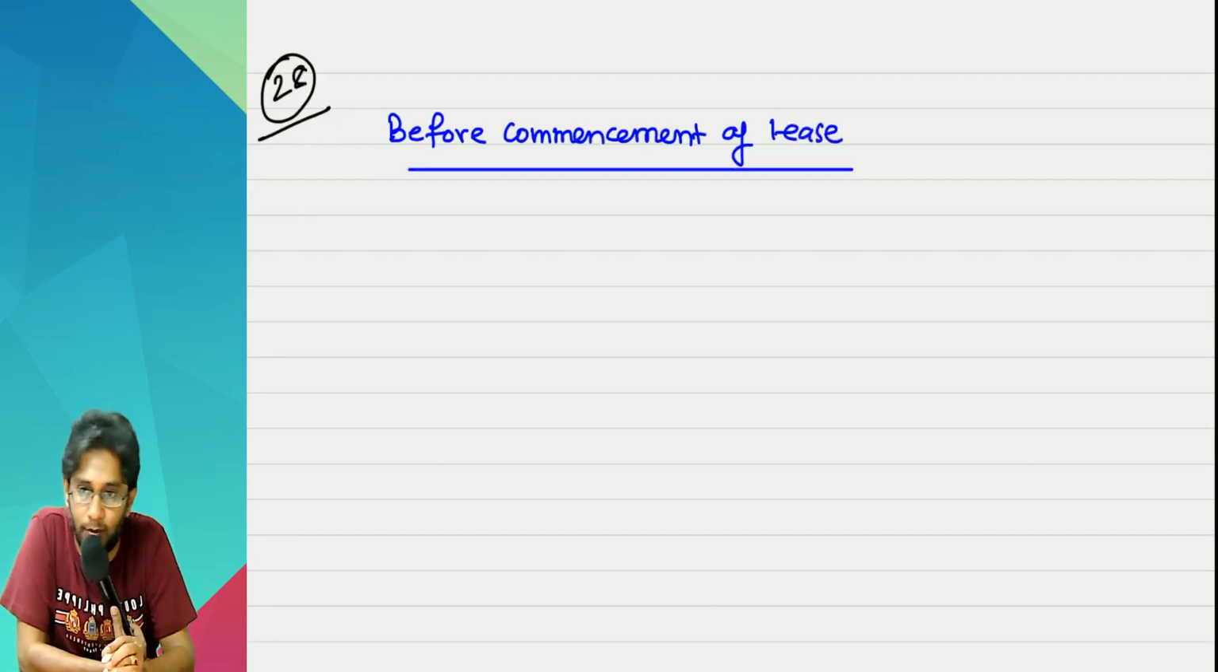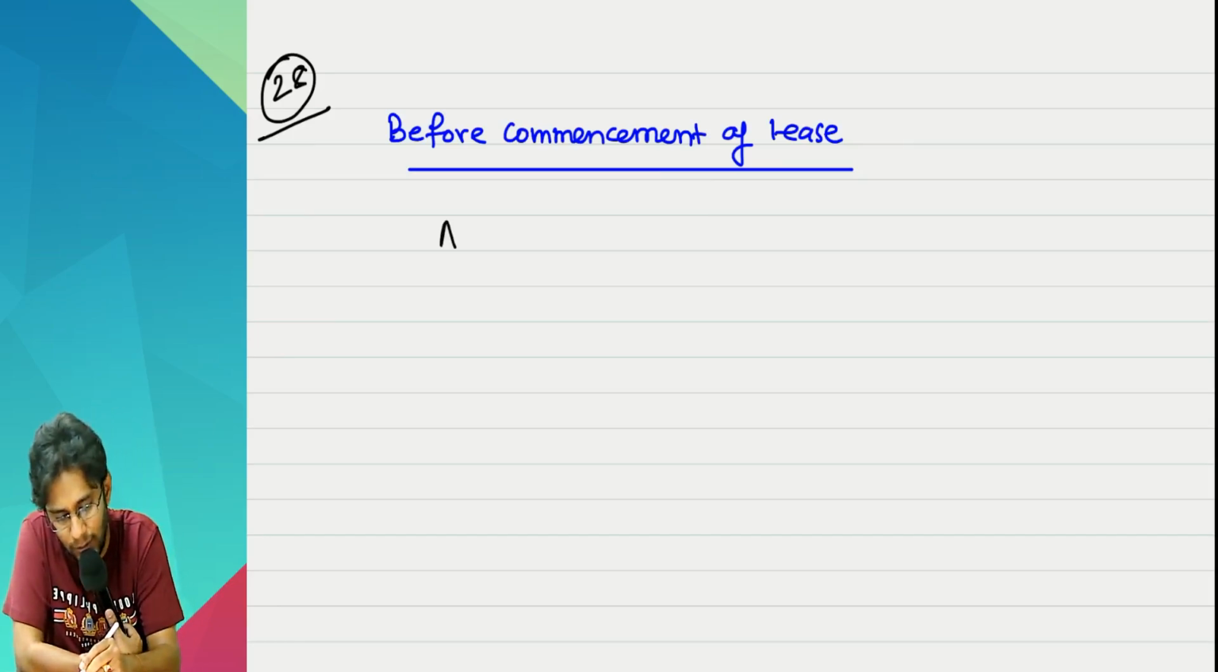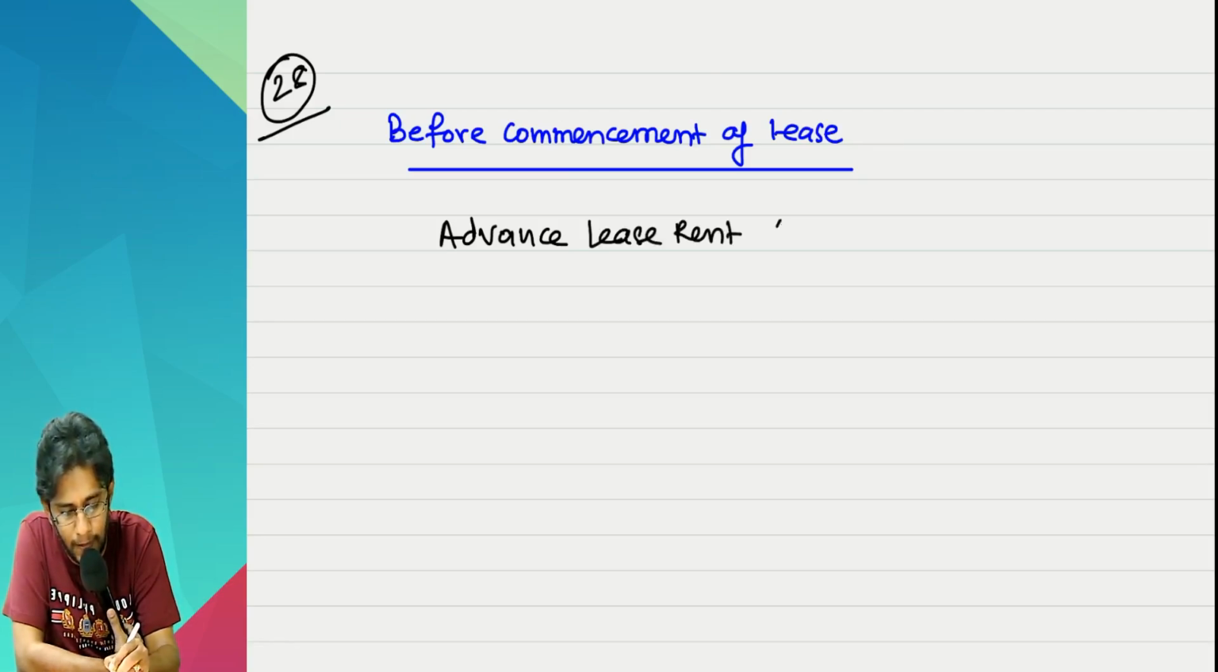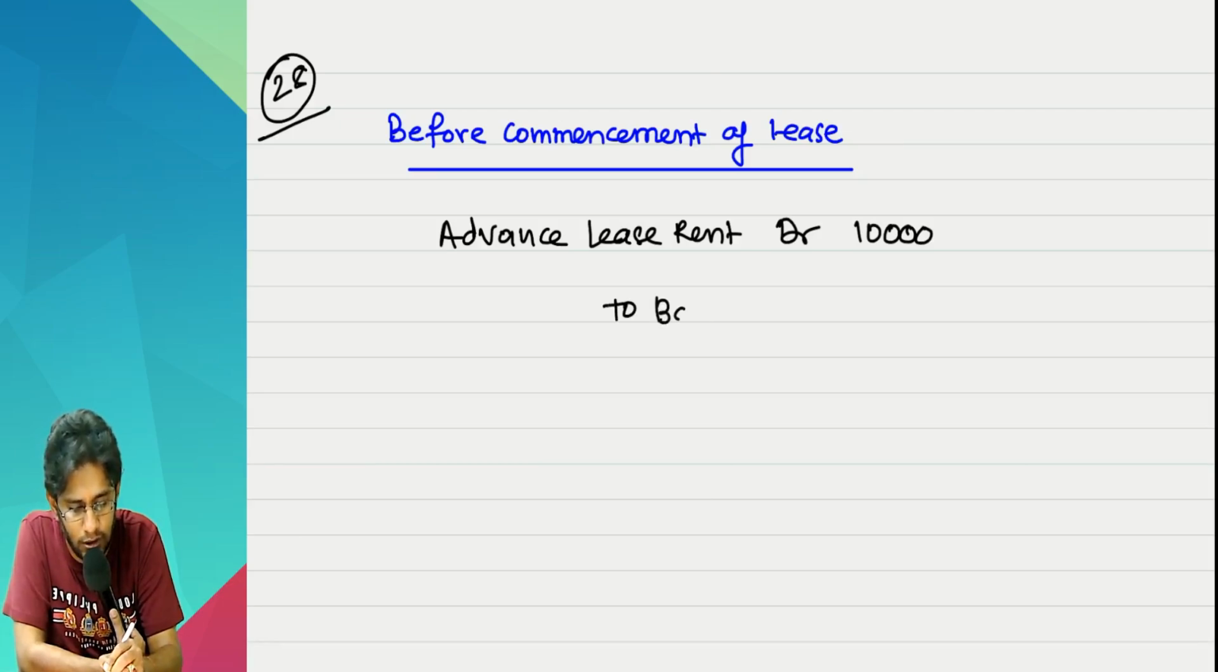What did you do before commencement? Two things you did. You made advance payment, correct? So advance lease rent you paid. How much did you pay? 10,000. So the entry you should have recorded is this.